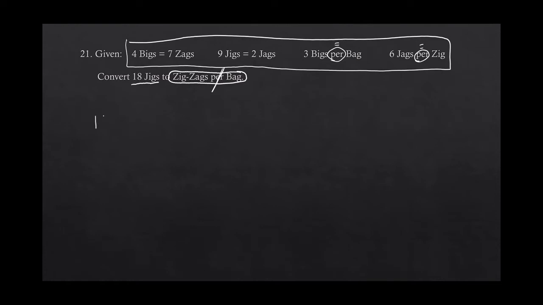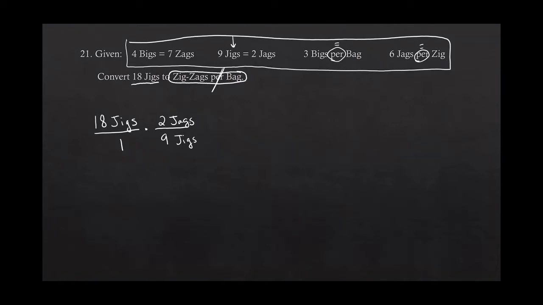Start with what we're given as always. We have 18 jigs, not per anything, so I'm going to put it over 1. And then we need to set up our conversions. These are definitely not on the sheet that we had, so we're going to look at the ones that we were given. We're just going to go through and see where we see jigs, which is right here. So that means we need to use this conversion. Right now, jigs is in the top, so we're going to put the jigs on the bottom. And using our conversion, we can see that 9 jigs, so I'm putting the 9 in the bottom there, is equal to 2 jags. So we put 2 jags in the top.